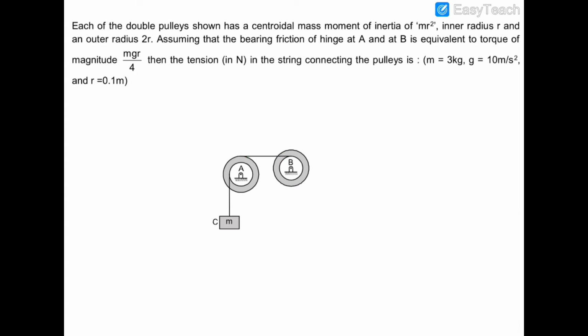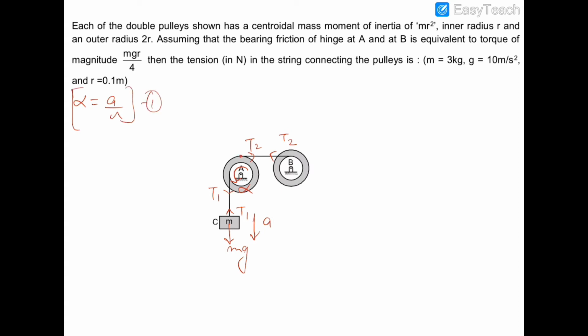So let's suppose that the tension in this string is T1 and this is T1, and this mass is moving in the downward direction with acceleration a, and mg is acting on this mass in the downward direction. Now the tension in this string is T2, and this is also T2. Now you can see that the acceleration of this disk would be alpha, and alpha would be equal to a by r. So this is the first equation.